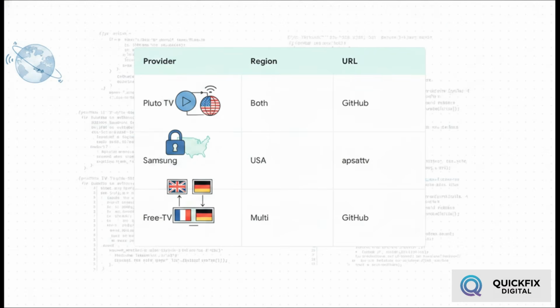Notice Pluto TV right there at the top. They generously offer both US and international playlist versions, which is just a huge win for global viewers. Then you see Samsung TV Plus, which is strictly US geo-locked. Keep going down, and we've got IPTV.org and Globetrotter, also known as Free TV, and both of those are totally open to multiple regions. Also, take a close look at those source URLs. They're mostly utilizing direct GitHub repositories or AppSail TV links. That keeps things transparent and publicly accessible, which is exactly what we want.